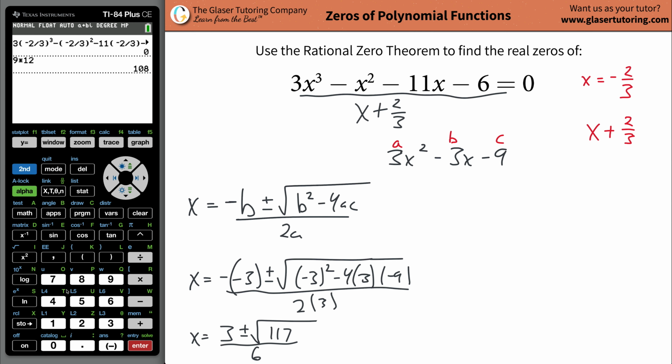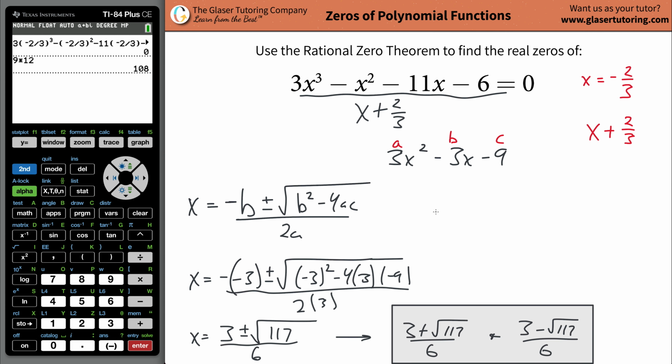So you can basically leave it in this form because you can't really factor out a term there. I think this is probably going to be good enough. So you're going to get a value of 3 plus radical 117 all over 6, and a value of 3 minus radical 117 all over 6. These are going to be the two additional zeros. Like I said, you'll have a maximum of 3 real zeros, and these are the other two values.